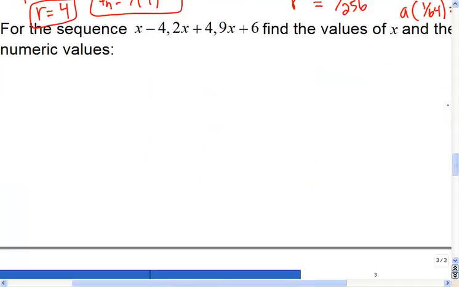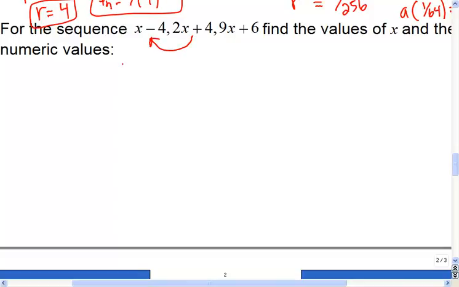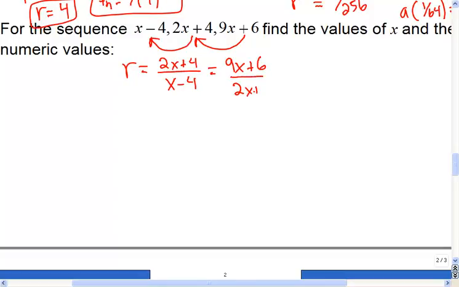So for the last one here, part of the trick to getting through this is to use a fraction like we did last time. But this time, the trick is to realize that the common ratio is any term divided by the previous. So a common ratio could be 2x plus 4 over x minus 4. It could also be these two terms. So it must also be 9x plus 6 over 2x plus 4. So because both of them equal the common ratio, they must also be equal. It's the same number. So that gives us a little equation here that we're going to have to solve.